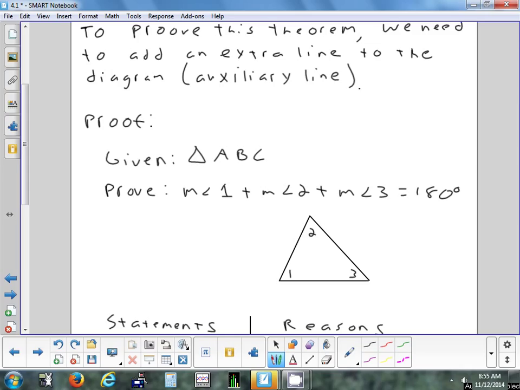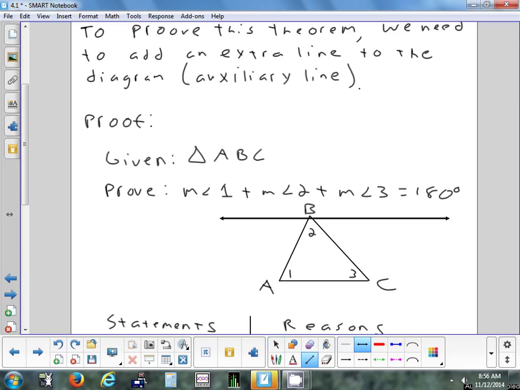Let me label them A, B, and C. So there's your triangle. I want to prove that if you add 1 plus 2 plus 3, you're going to get 180. Now, this proof is tricky because you have to add something in that's not there. So it is tough to figure this out unless you've done this kind of proof before. But I'll show you where you need to add in a line. Right there.